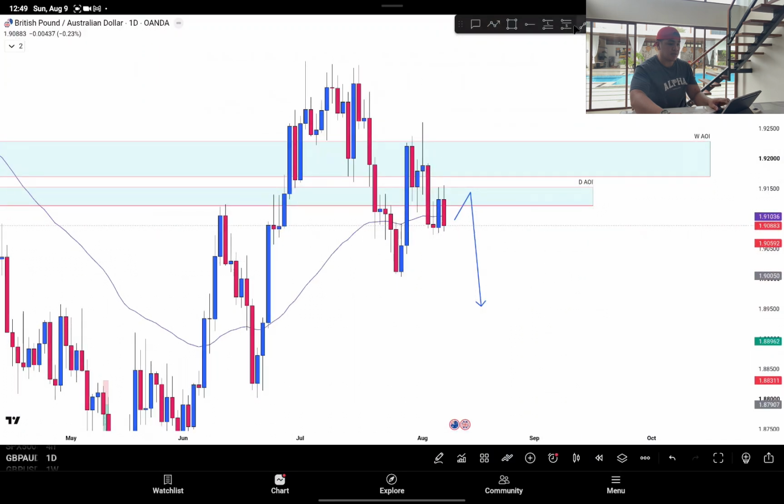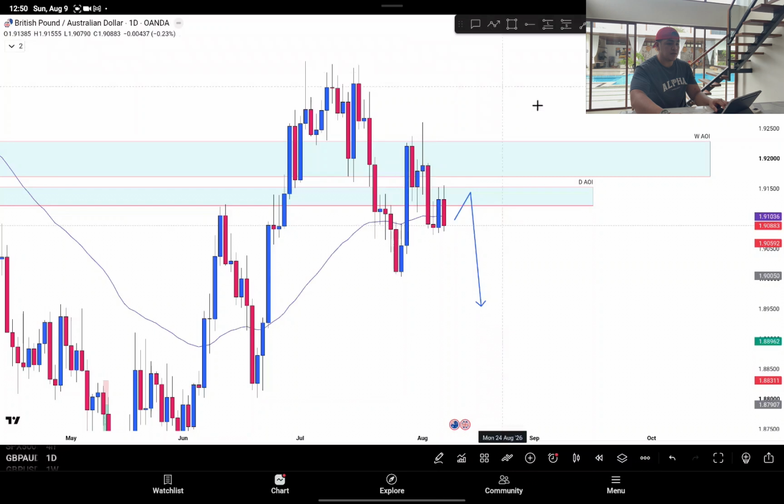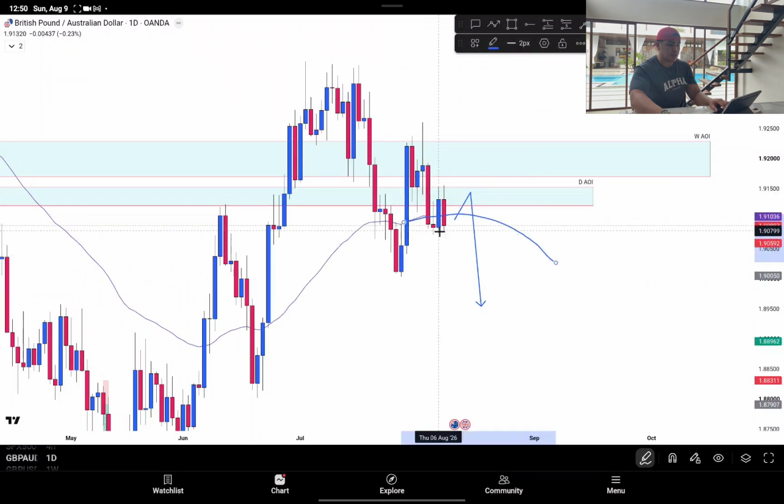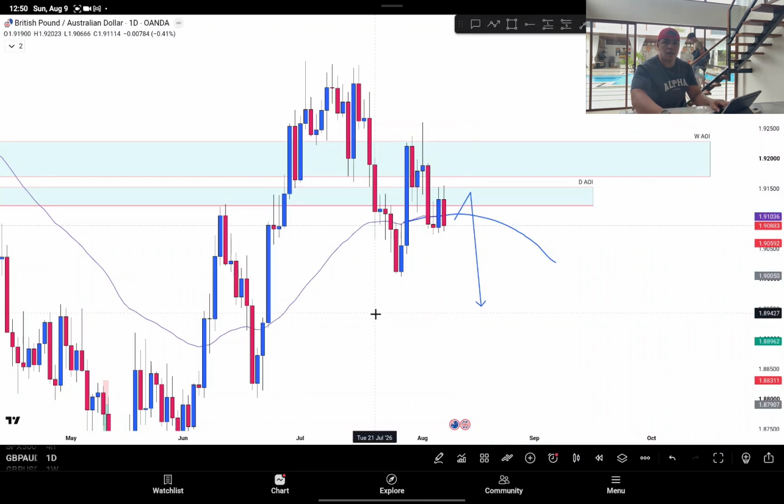This EMA indicator could also act as a resistance once the market has its retest on our exact resistance level. This could act as a secondary resistance, pushing price back to the downside. We'll see how this goes. Probably the price could move like this: have its retest and the EMA could just push price back to the downside. So I think that is the setup for GBPAUD.